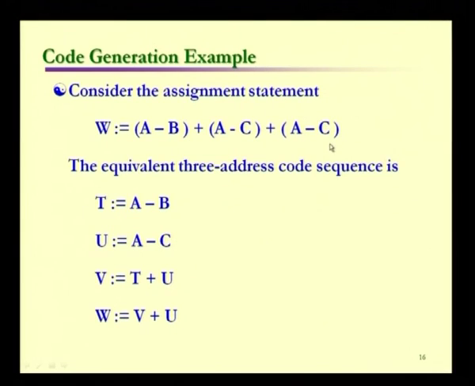So, we shall see one simple example where we have an expression to be translated: W = (A - B) + (A - C) + (A - C). The three address statements generated here are T = A - B, and U, another temporary variable, is A - C. Another temporary variable V = T + U, and finally W = V + U.